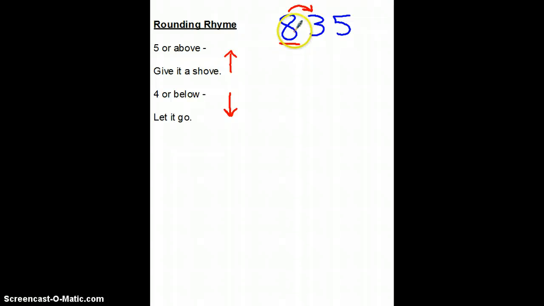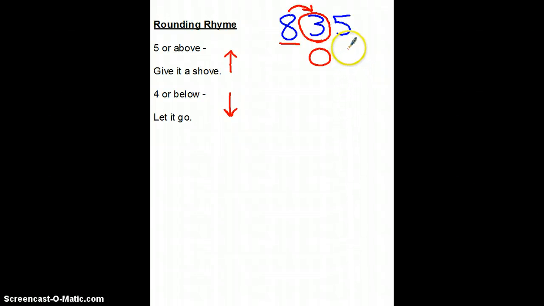So with the number 835, I'm going to check the neighbor, the number right next door. And again, the place to which I want to round is the hundreds place. So I'm going to look in the tens place where there's a 3. And my rhyme says 5 or above, give it a shove. Well, the number that I'm looking at, the 3, is not 5 or above. So let's continue with the rhyme. 4 or below, let it go. 3 is a number that's below 4, so I should let it go. And what that means is that I'm going to change this number so that it's a 0.